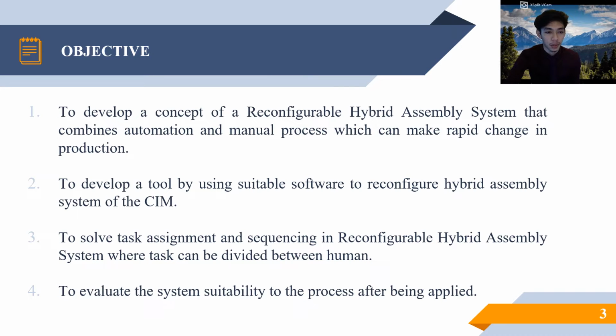The objective of this project is to develop a concept of a reconfigurable hybrid assembly system that combines automation and manual process, which can make rapid changes in production. Second is to develop a tool by using suitable software to reconfigure the hybrid assembly system of the SIM. The third one is to solve task assignment and sequencing in a configurable hybrid assembly system where tasks can be divided between humans and robots. And the last one is to evaluate the system's suitability to the process after being applied.